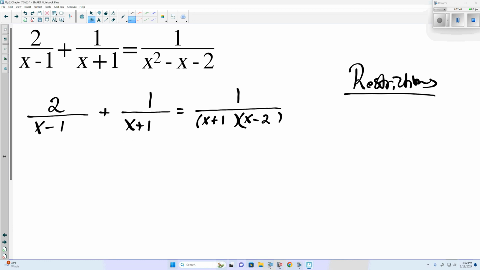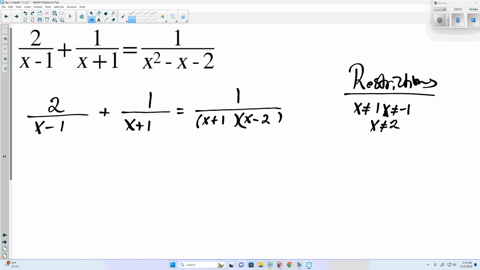I'm going to go on and tell you x squared minus x minus 2 factors to x minus 2 times x plus 1. And I'm also going to go on and give you the restrictions. X cannot be 1, x cannot be negative 1, and x cannot be 2. So if we get 1, negative 1, or 2, it doesn't work.